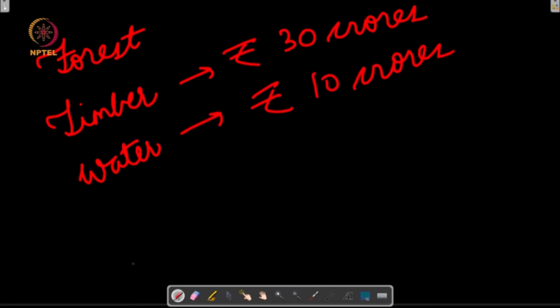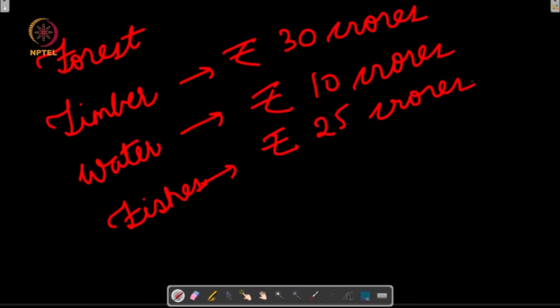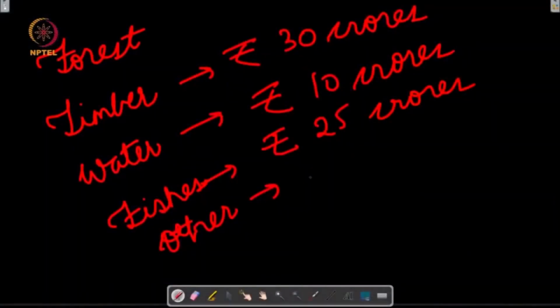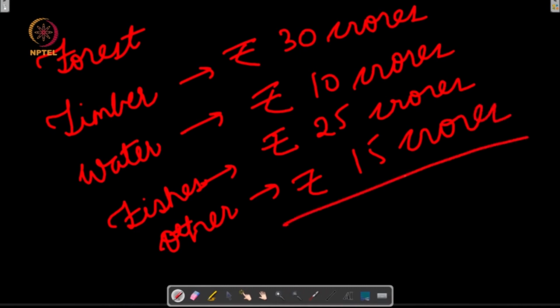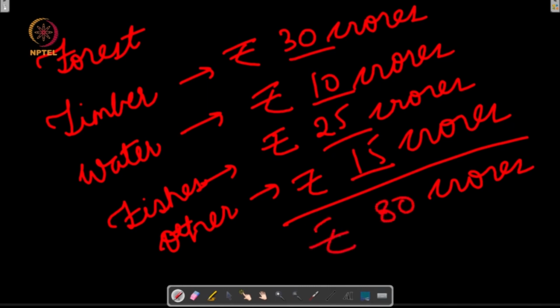In this forest, we have a number of animals, such as fishes. If we extract all the fishes, what is the total value that we will get when we sell it in the market? Suppose we can sell it off for 25 crores. Similarly, we can make a list of all the other goods that we are getting from the forest. What we are asking is, if we extracted all of these out and sold it in the market, what is the price that we will get? Suppose everything else is going to give you 15 crores. Then the market price method would say that the total value of the forest in crores is 25 plus 15 is 40, 50, 60, 70, 80. So this forest is worth 80 crores of rupees.